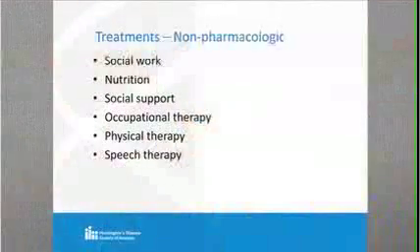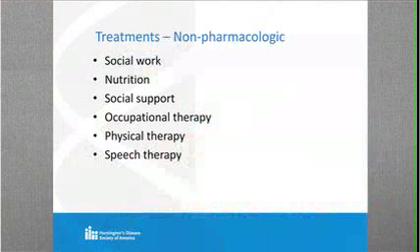In terms of non-pharmacologic interactions, I very much rely on my other therapists to help with the best care for my Huntington's disease patients. Social work, you have to have a social worker to address many of the issues that come up with Huntington's disease. Nutrition, social support around the person and their family, occupational therapy, physical therapy, speech therapy. Other therapists can play a key role in the treatment of someone with Huntington's disease.